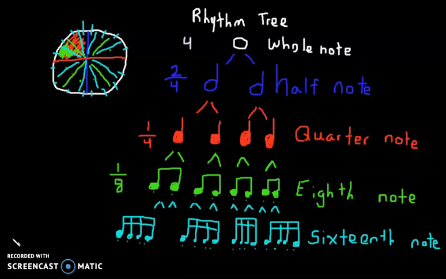Hey y'all, welcome back. This is going to be a continuation of our rhythm tree lesson here. So we talked about how the whole note is 4 beats long, half notes are 2 beats each, quarter notes are 1 beat each, eighth notes, 2 of them are in this quarter note, and they take 8 notes to make a whole.